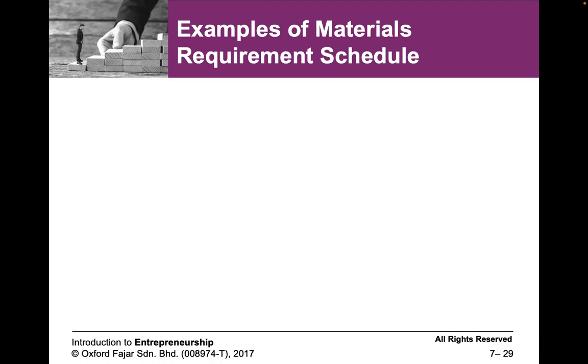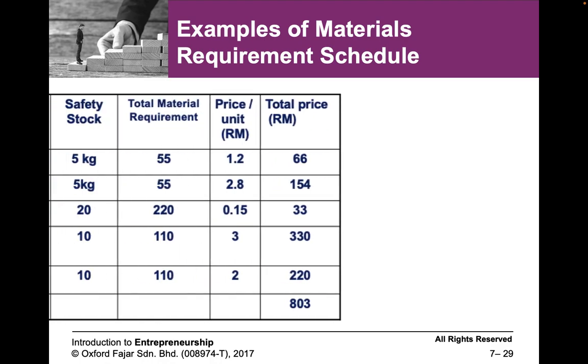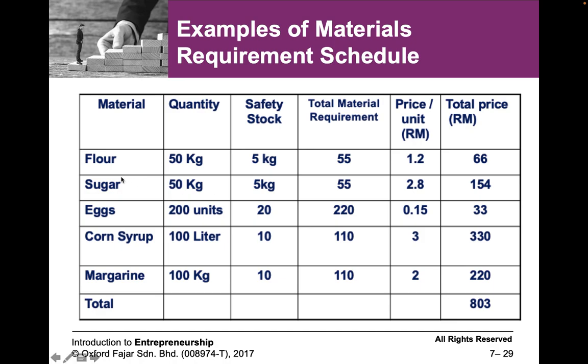Alright, next is material requirement schedules. This is an example of material requirement schedule. Also, you must do this in your business plan report under the operation plan. After you have identified the raw material that is required to produce the product, next you calculate the materials and do the schedules for the material requirement.